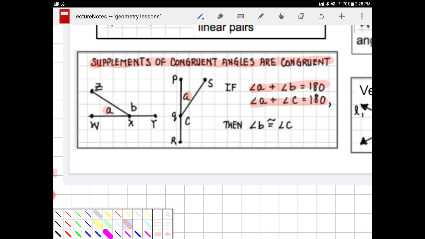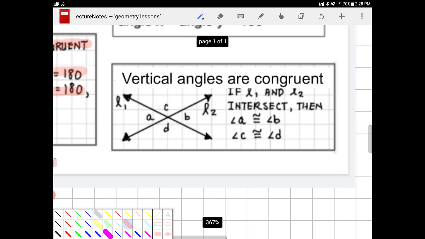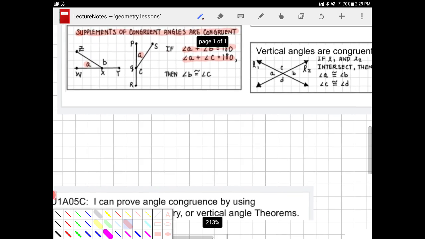And again, this concept here is a theorem because we can go through the algebra process of showing why angle B is going to be congruent to angle C. And if you need convincing, please pause the video and go through that on your own. But we're going to be using this in two examples in a moment. And of course, this concept here, vertical angles are congruent. So anytime you have two lines intersecting, we're going to have two pairs of congruent angles. In this case, angle A and angle B are going to be congruent. Angle C and angle D are congruent. So let's take a look.